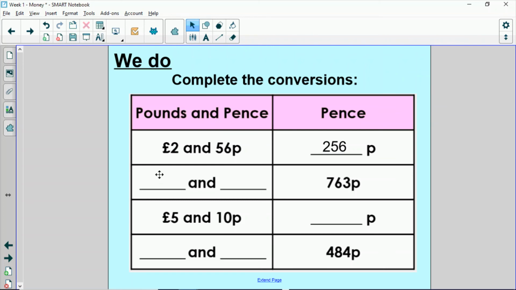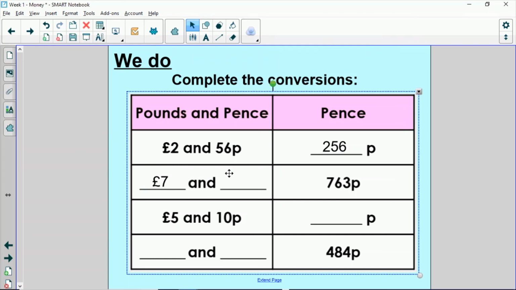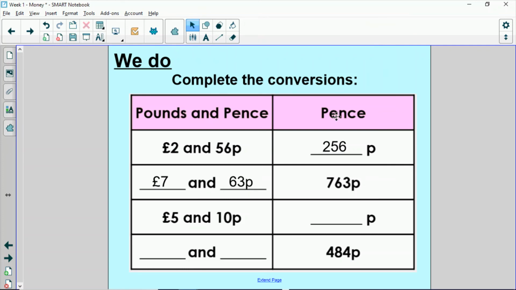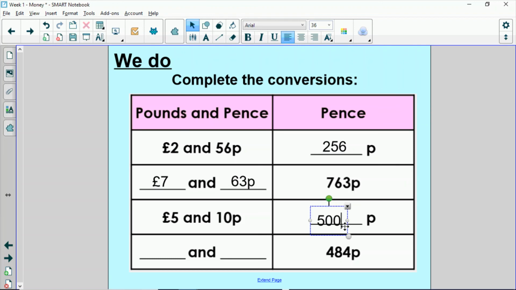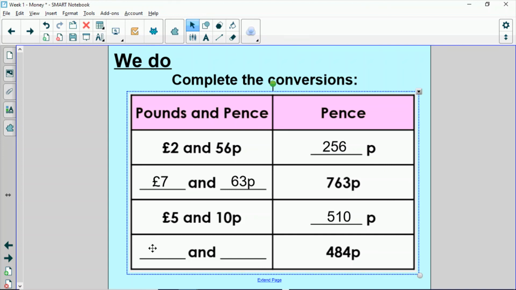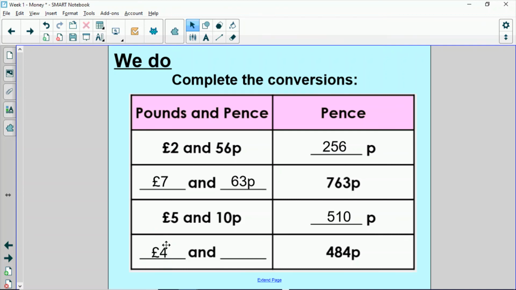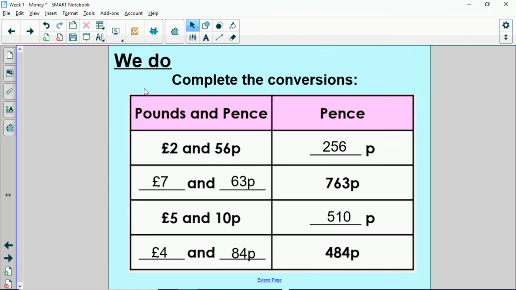Let's go through the answer. Let's start with this second one here. So 763. Well, I know straight away that 700 converts to £7, and then I'm left with 63 pence. Give yourself a tick if you've got £7 and 63p. The next one, I know that £5 is equivalent to 500, but I've also got an extra 10 to add, so therefore it'll be 510 pence. Give yourself a tick for that one there. And finally, 484. Well, again, we know 400 is equivalent to £4, and then we're left with 84p. Perfect. Give yourself a tick for all of those questions there.